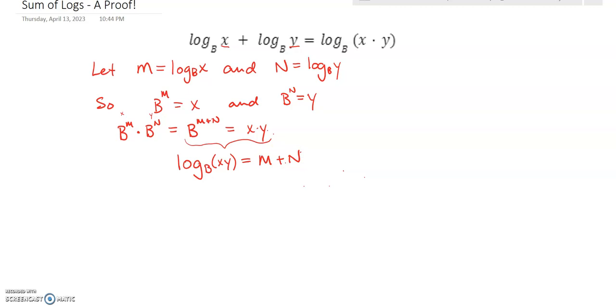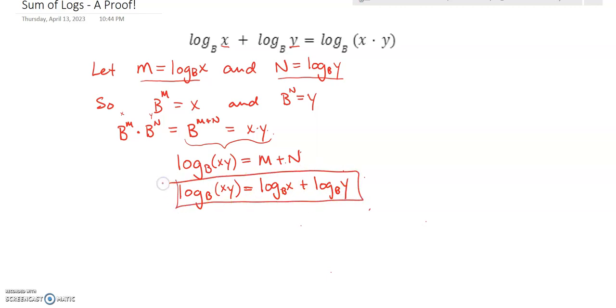And at this point, going all the way back to the beginning where we defined what m and n were, we're just going to plug those back in. So I'm going to rewrite this instead of an m and an n, in terms of logs. So I know m is log base b of x, and n is log base b of y. And there's my rule, just teased out, essentially using exponent rules and flipping between log form and exponential form.